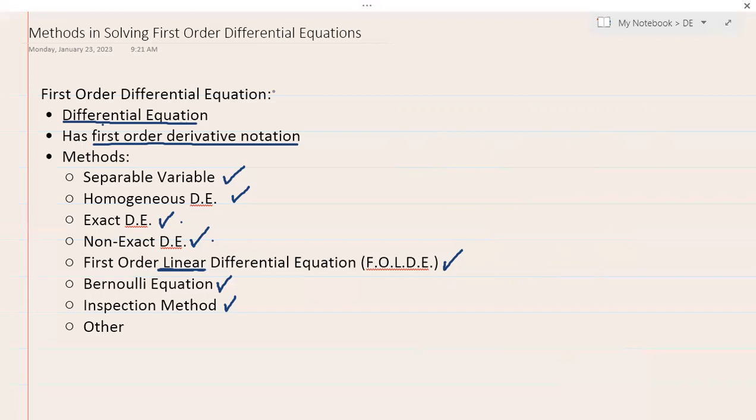All right? So without further ado, let's proceed na sa next video, which is about the usage of separable variable in solving a first order differential equation. See you.